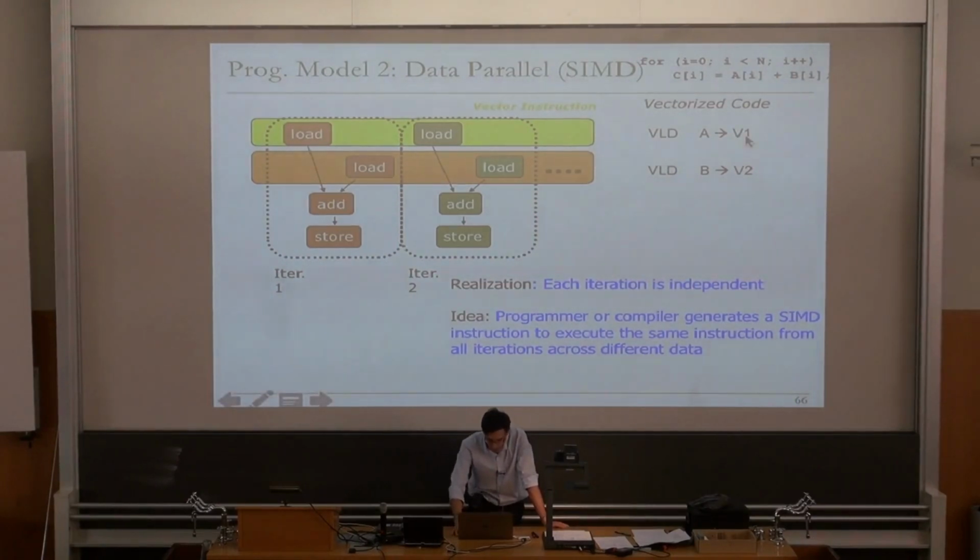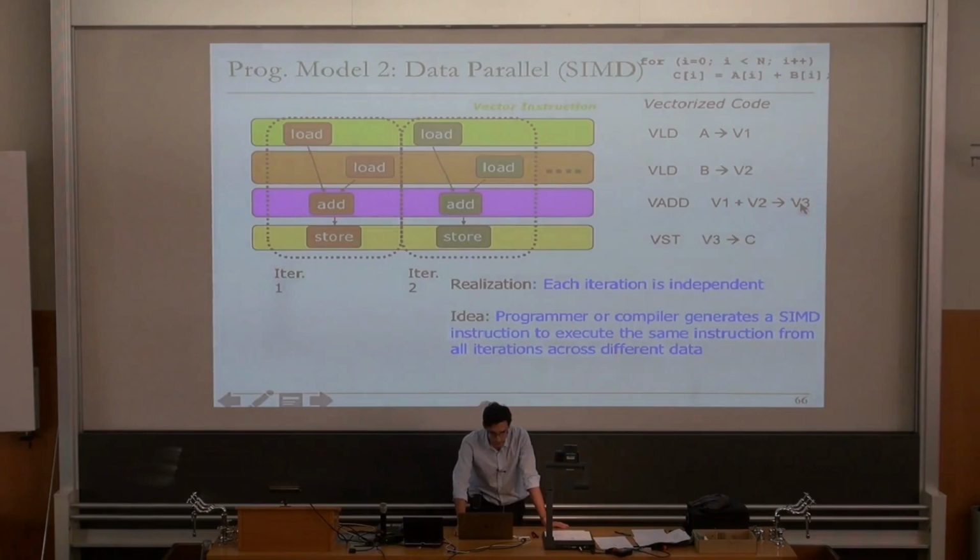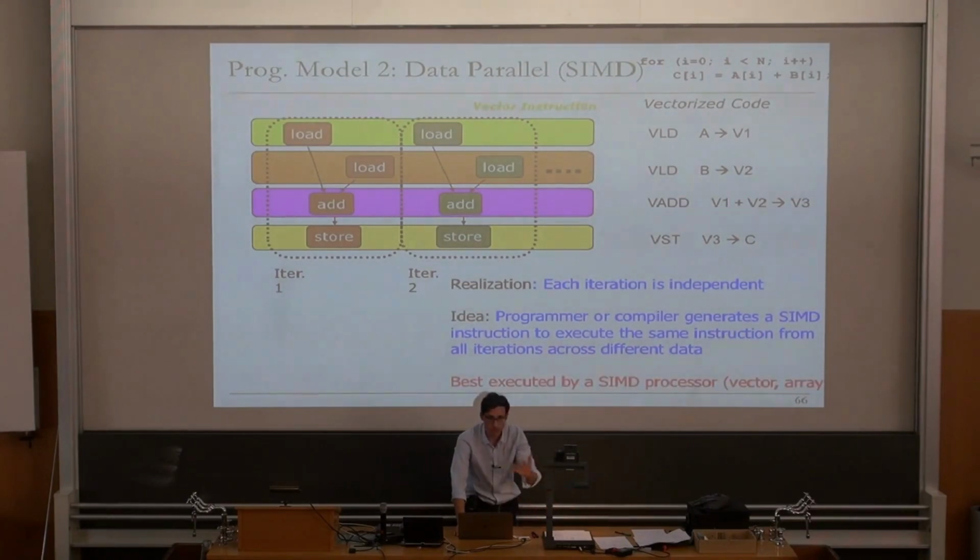Then we have the vector load for array B. Then we have one vector addition. We add the element-wise addition and store the result in vector register 3, and then finally we store. So we can execute this on a SIMD machine, as the ones that we have already explained in this lecture, in a vector machine or in a vector processor or in an array processor.